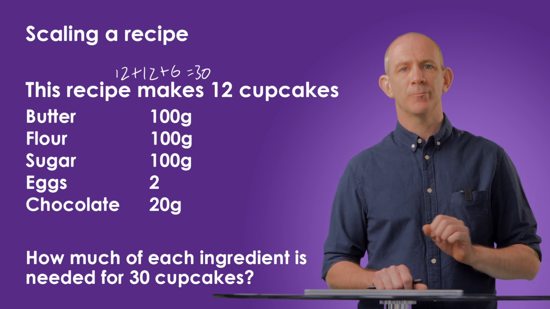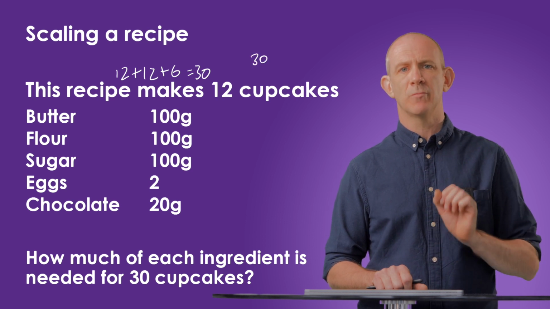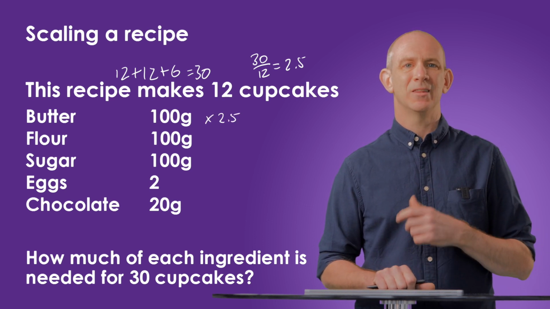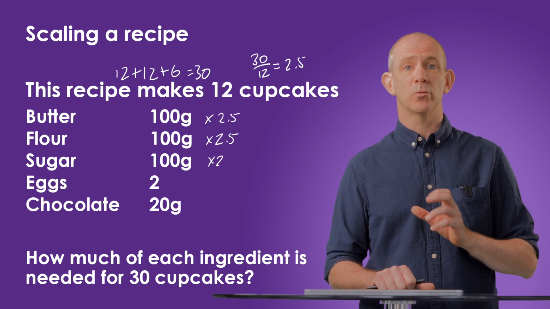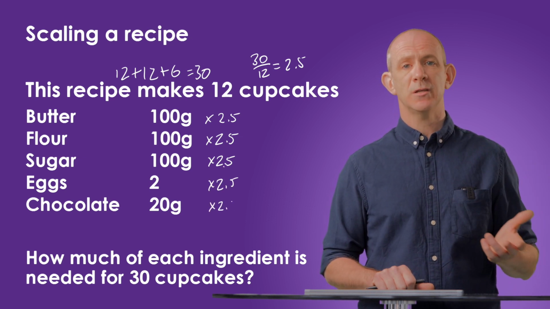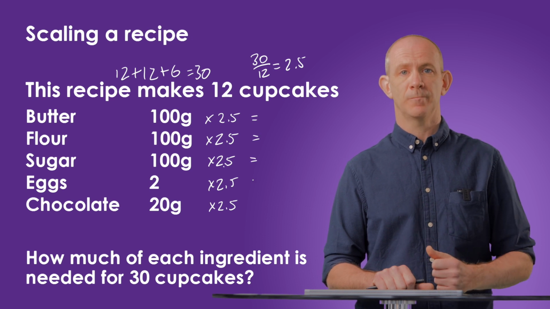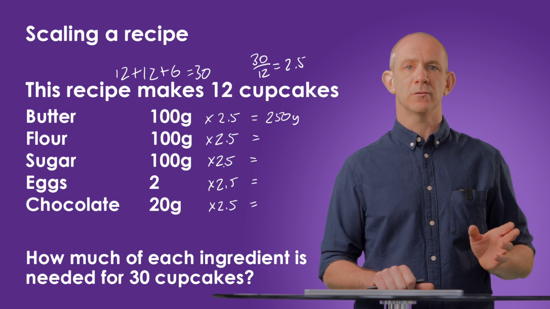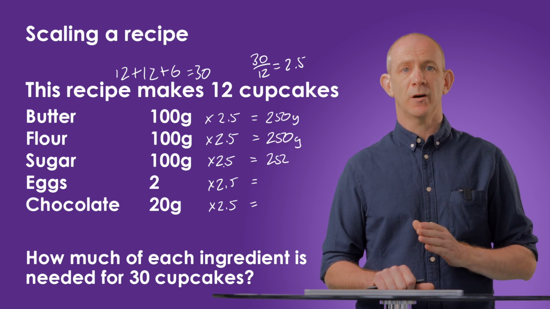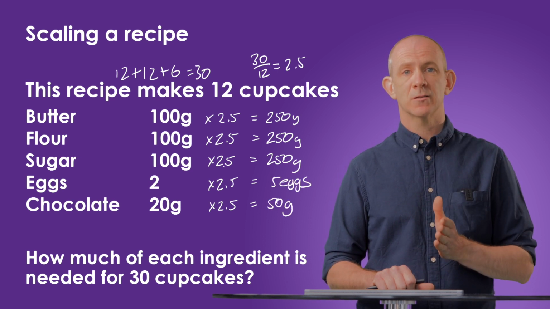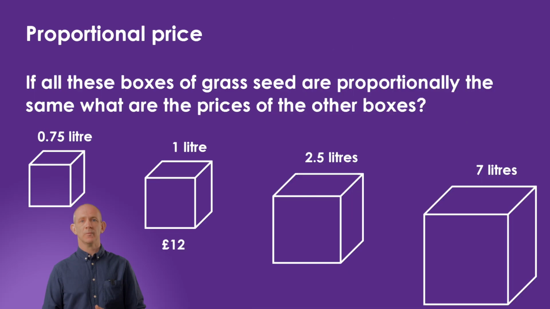But we can make it simpler and do it all in one go if we calculate the multiplier that will take us from 12 to 30. Fortunately, this is easy to calculate, as we can divide where we want to end up, 30, by where we started, 12. So 30 divided by 12 gives us 2.5. So our multiplier, or scale factor, is 2.5 for all of these ingredients. And if we multiply by 2.5, we get 250 grams of butter, flour and sugar, 5 eggs and 50 grams of chocolate. Let's look at another way that proportion is used.